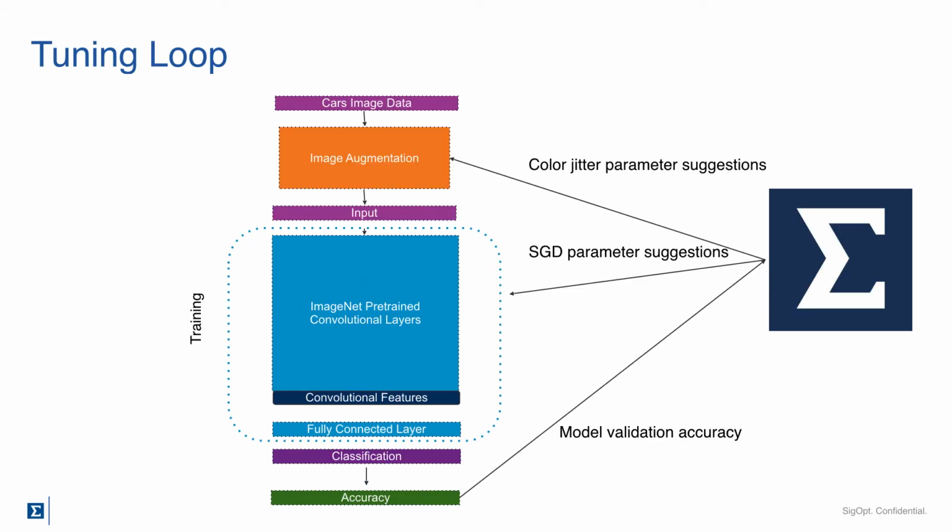So this is what the new tuning loop looks like. SIGOPT will provide parameters for color jitter, where we will run the image augmentation process. Our model will be trained using the augmented data, the original data, and the stochastic gradient descent parameter suggestions from SIGOPT. We will run our validation on the original dataset and return that accuracy score back to SIGOPT. And SIGOPT will then provide a next set of parameters for image augmentation as well as our training process.